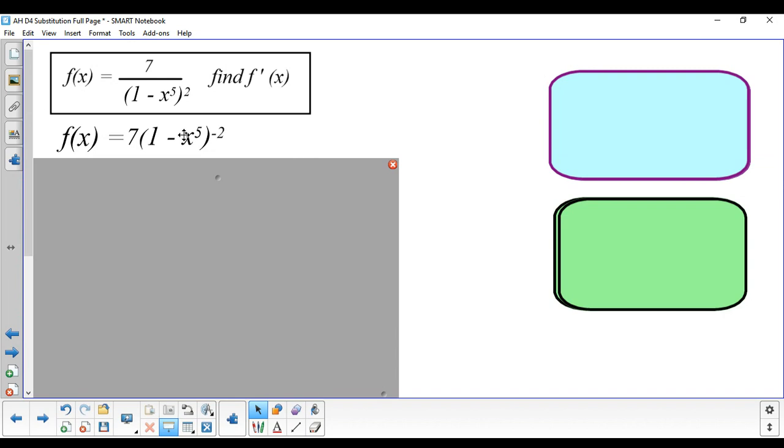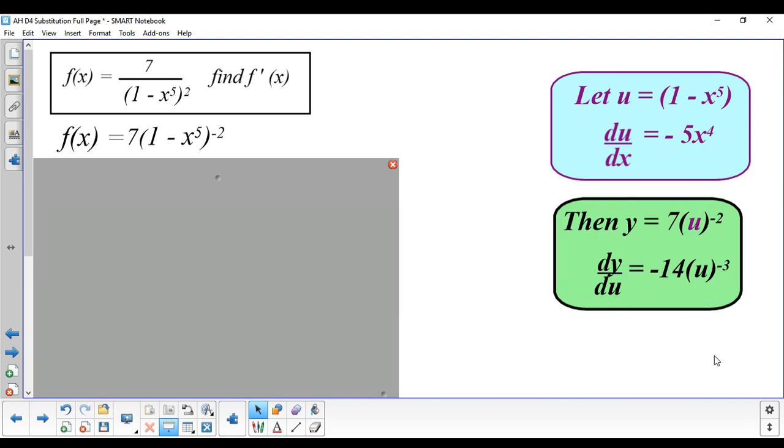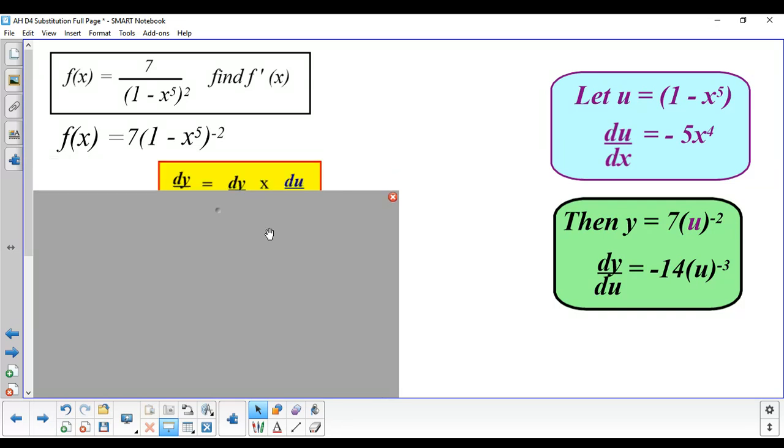and then how do we deal with it? That clearly to me is the most awkward part, the part in the brackets. I'm going to set u equal to that, so the derivative will be minus 5x to the 4. Instead of f of x, I'm going to say y equals 7u to the minus 2. So then differentiate, that's okay. Derivative times derivative, minus 14u to the minus 3 times minus 5x to the 4.